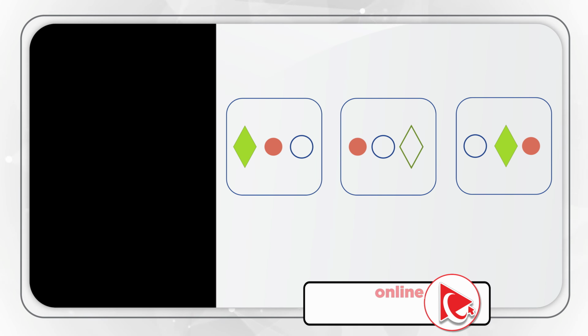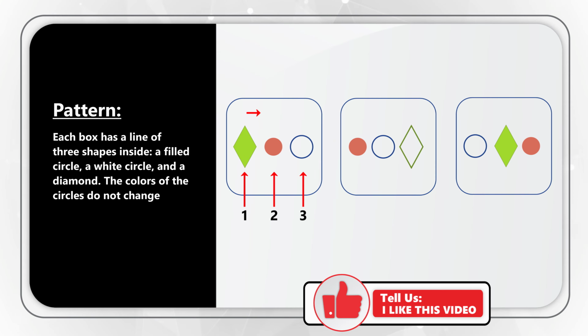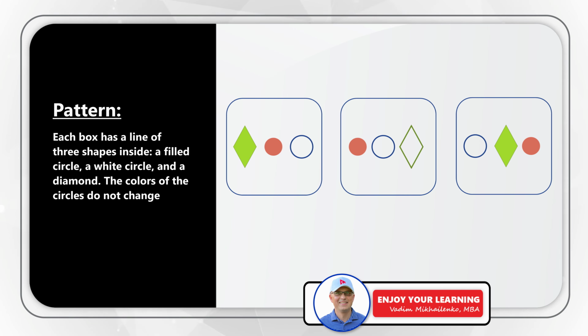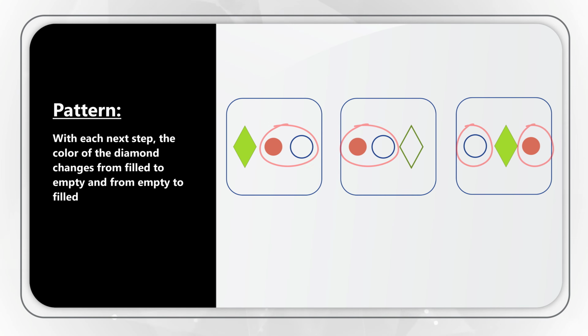If you take a close look at the shapes inside the square, each shape has a position 1, 2, and 3, going from left to right. You can also notice that there are 3 different shapes inside the boxes: a filled circle, a white circle, and a diamond. Another important consideration is that the colors of the circles do not change.